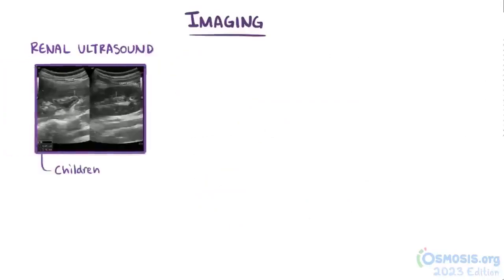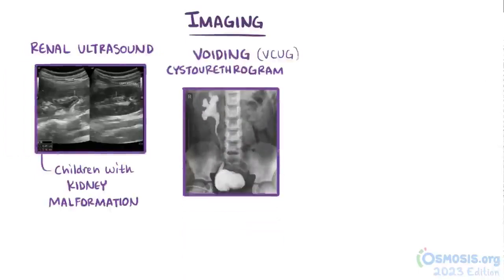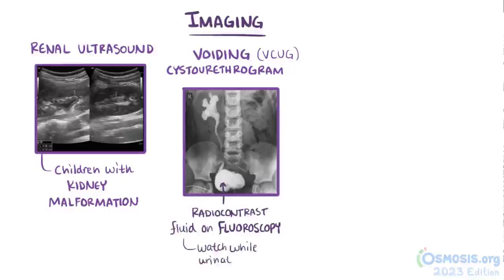For a UTI, imaging studies can also be helpful. For example, a renal ultrasound can be used for children who might have a kidney malformation, which could contribute to developing a UTI. In addition, a voiding cystourethrogram, or VCUG, might be used, which is where someone's given a radiocontrast liquid and fluoroscopy, which are like real-time x-rays, and then they watch how that fluid gets urinated out.